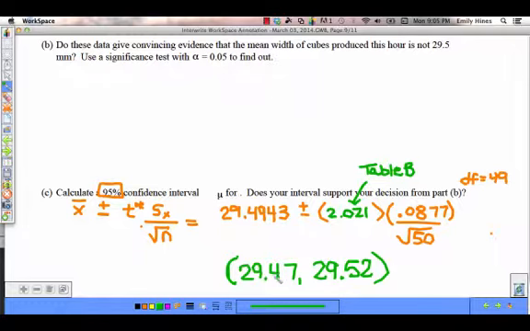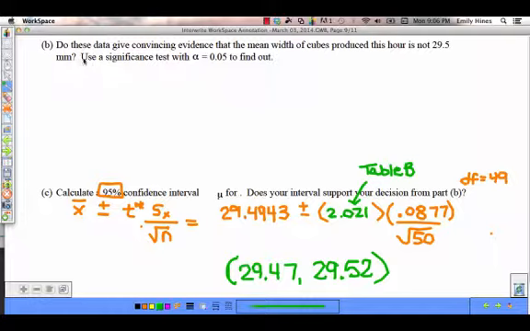When it is in the middle of my interval, that would be the equivalent of failing to reject. Because yes, it's one of the values that's in this interval, so that is totally and completely and possibly what the true mean is. However, the true mean also could be 29.51 or 29.49 or 29.48 or 29.475. It could be any value between this and this. Okay? So when I am looking to fail to reject, that's what I'm looking for, that the value is in here somewhere.